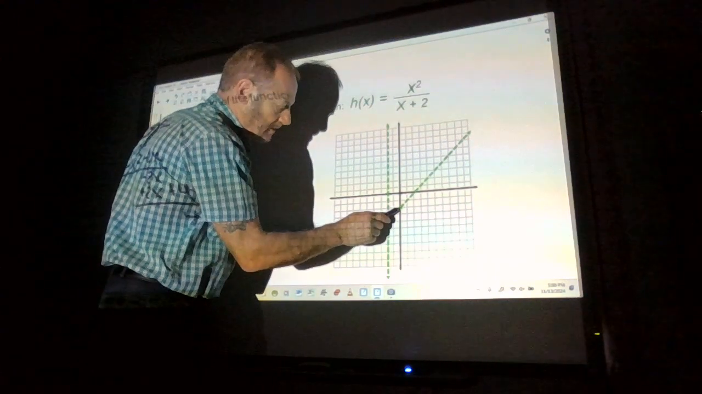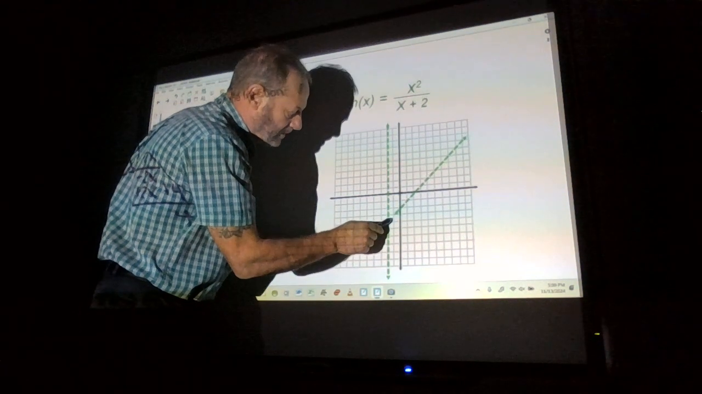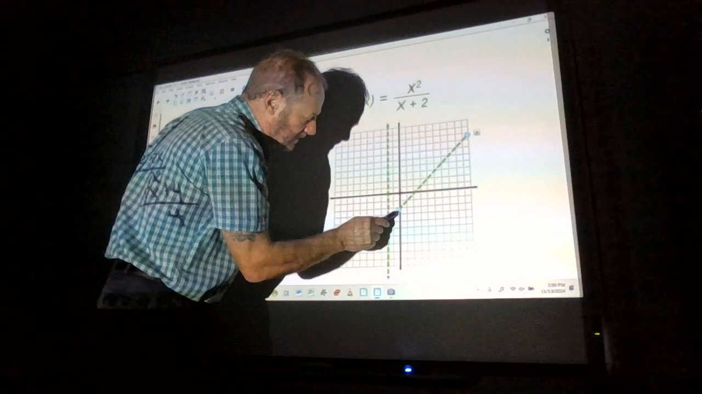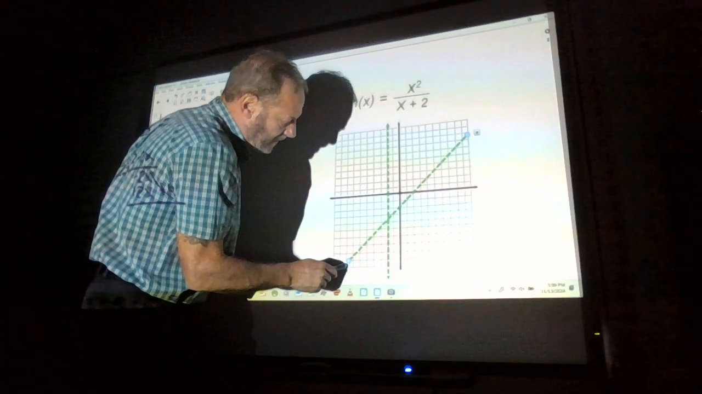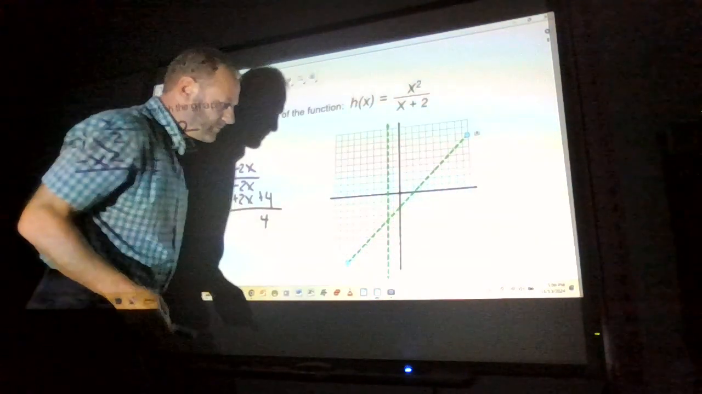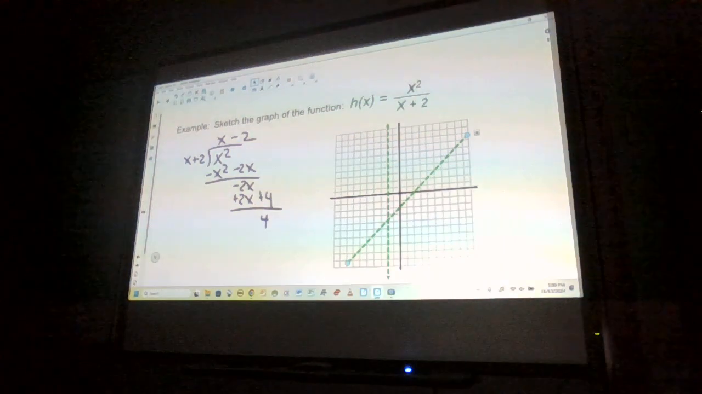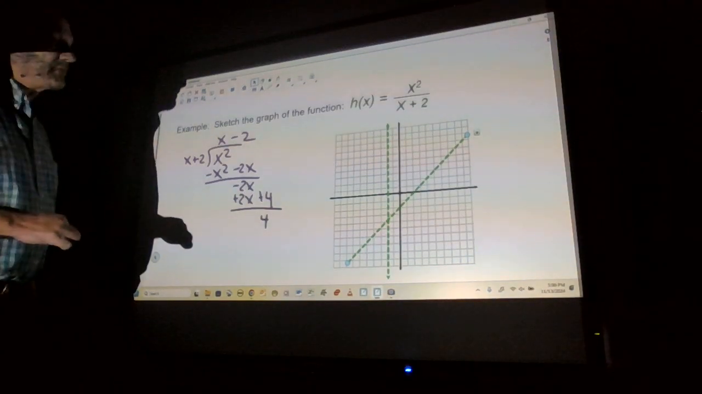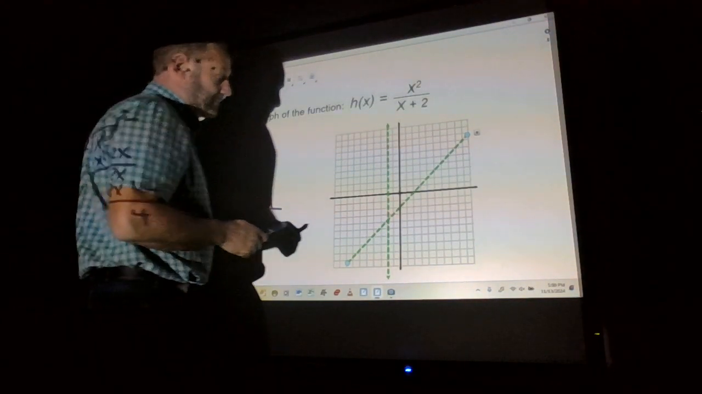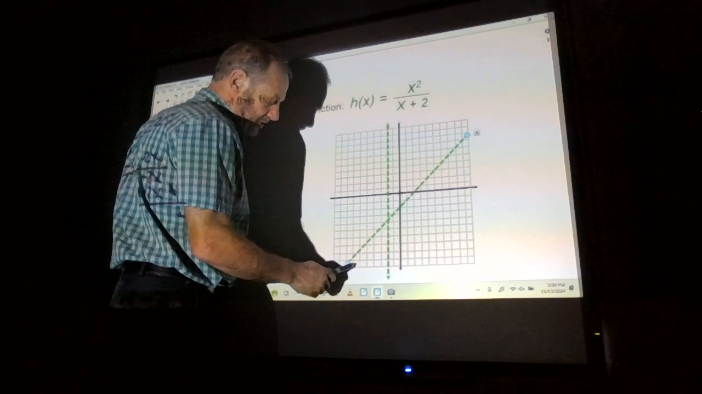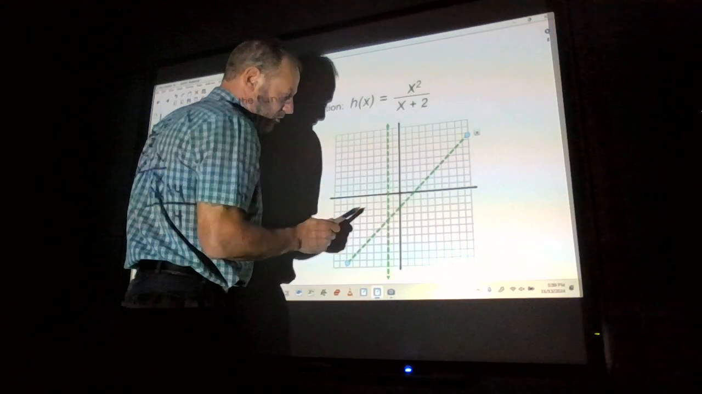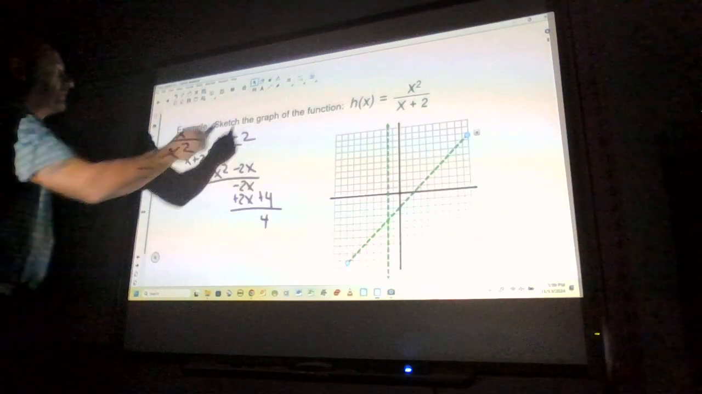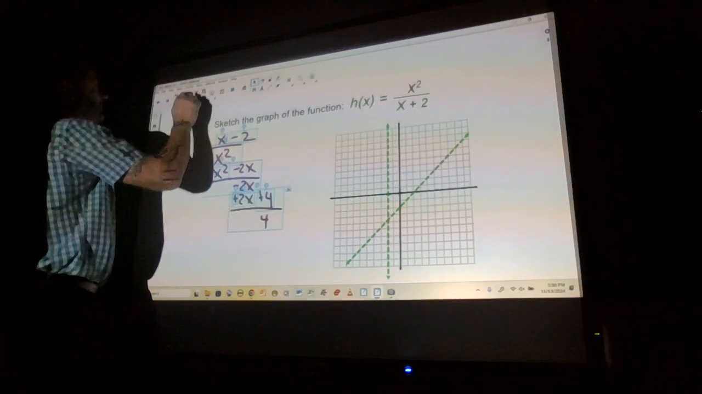I want to go all the way across the graph if I can. All right, so there's my two asymptotes. This will not have a horizontal asymptote. Now, one of two things is going to happen. This thing is either going to go in here like this and up here like this, or it's going to go like this here and like this here. So we need to figure out what this thing is going to do.